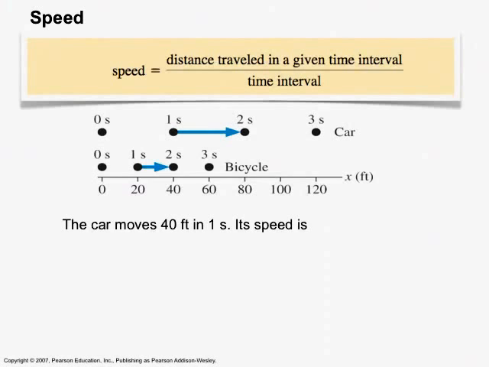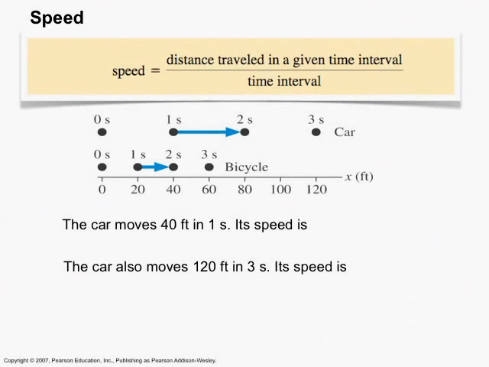Between 1 and 2 seconds, the position of the car goes from 40 feet to 80 feet, or 80 minus 40, final minus initial, gives us 40 feet. And the duration of time between 2 seconds and 1 second is 1 second, so 40 feet in 1 second. Therefore its speed is 40 feet per second. You should be writing down this equation and doing the calculations for each one of these examples.